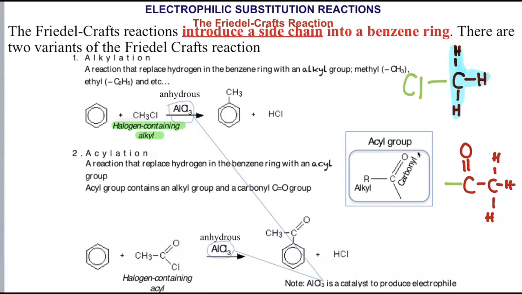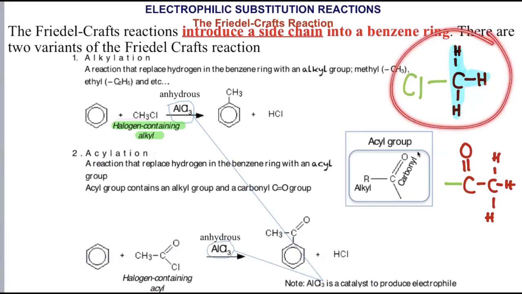Okay, choose the reagent. If you want methyl, attach the methyl to chlorine. If you want to add ethyl to your benzene, attach the ethyl to chlorine. The reason for that, you will look at later on when we look at the mechanism. Okay, so this is the reagent.